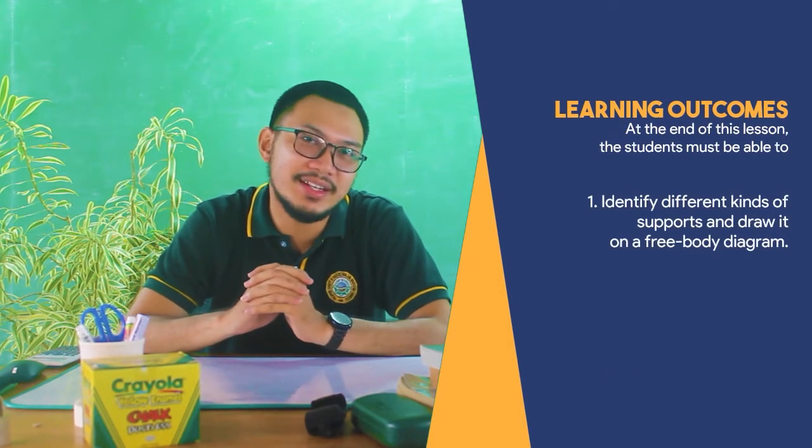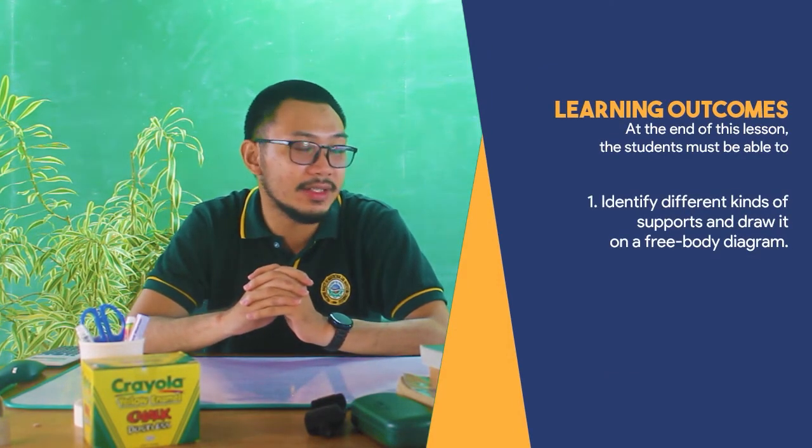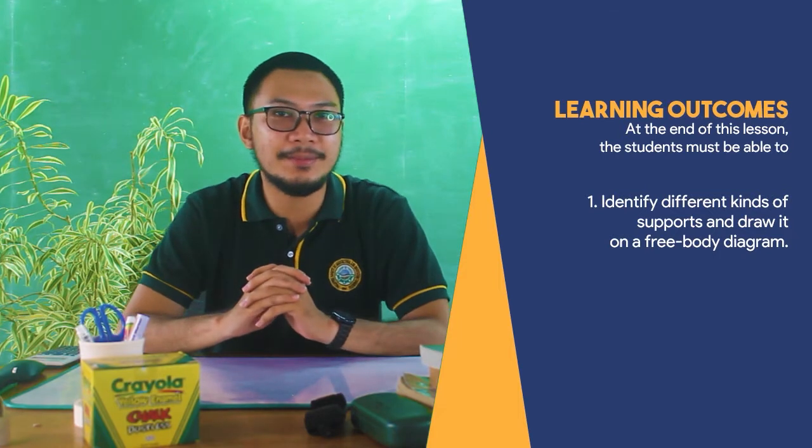So at the end of this topic, we should aim to identify the different kinds of supports and to draw a free body diagram. So those are our objectives for this lesson. So let us start with Newton's first law.